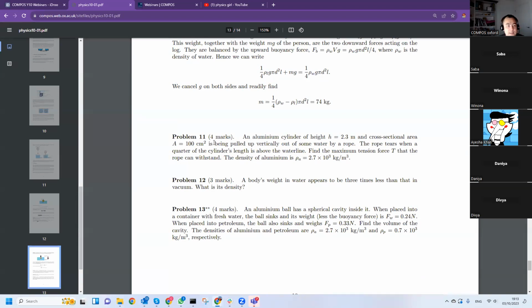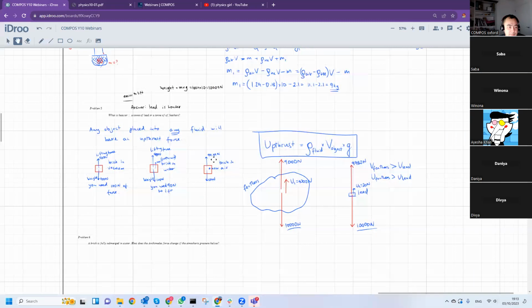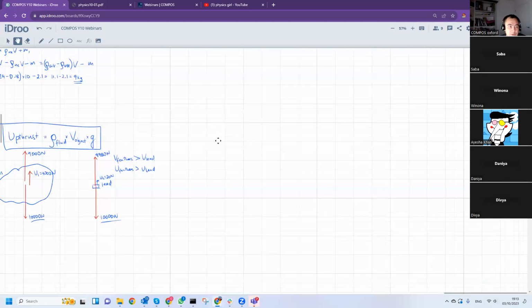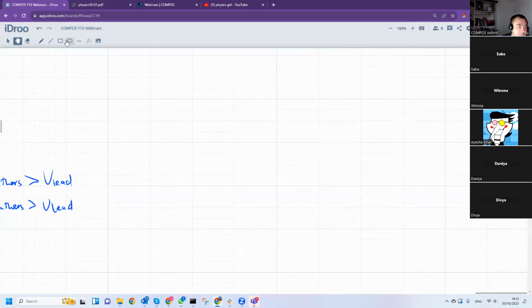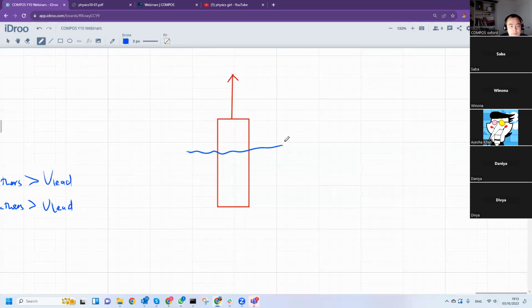Well, yeah, it is a pulling force. So you pull something out of the water. So for problem 11, you have something in the water and you pull it out with a force. So you have the water level.